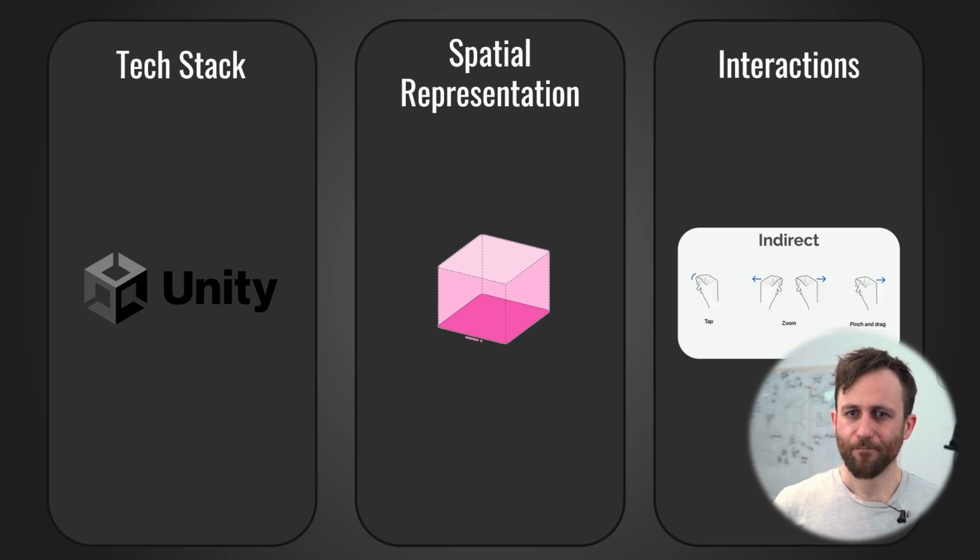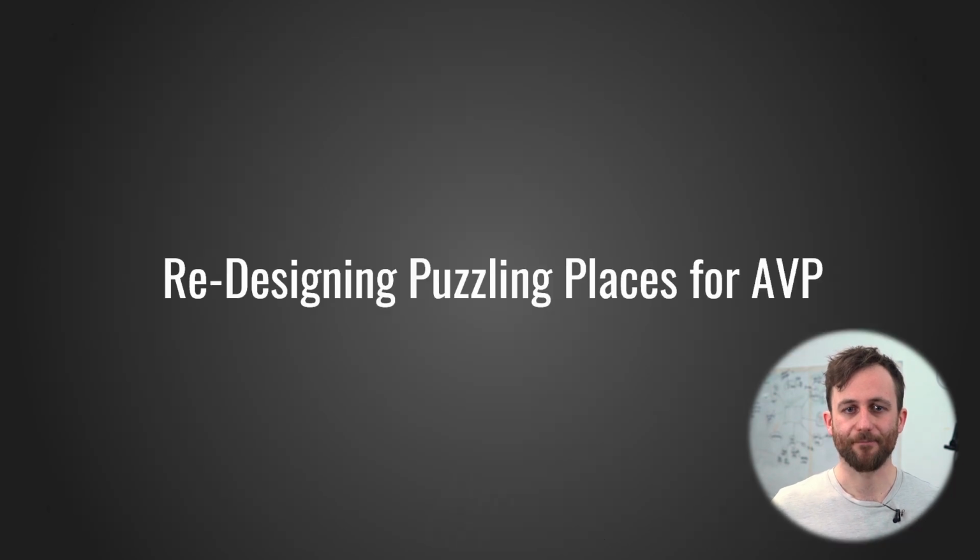On the interactions, we went with indirect interactions. Again, this might surprise you, because the interactions that we have in the VR version of Puzzling Places are very much direct interactions, like you grab puzzle pieces, you move them around. But again, we wanted to really dive into this new device and find out these new paradigms, if they make sense for our game, if we can work with them, and if we maybe even can make the game better or different in interesting new ways. So here we also went with what is happening on the OS level, which are these indirect gestures and indirect interactions.